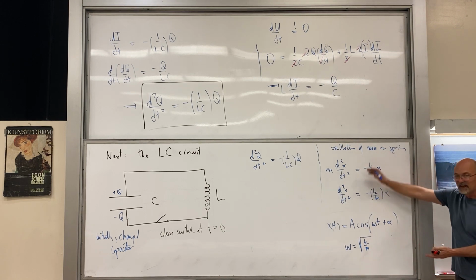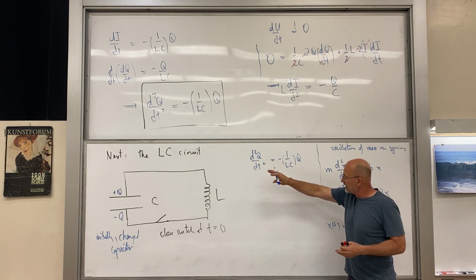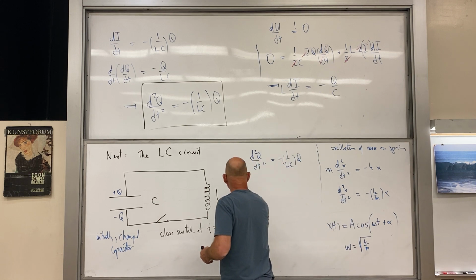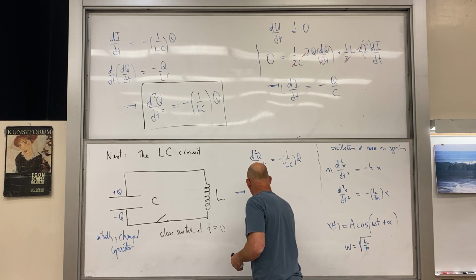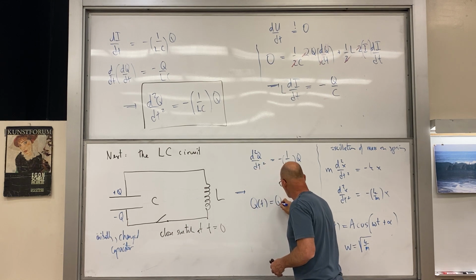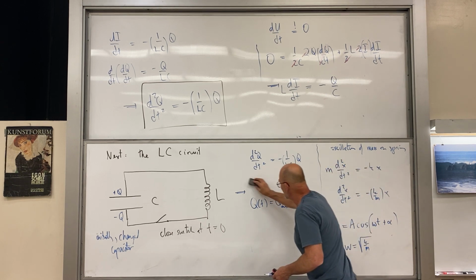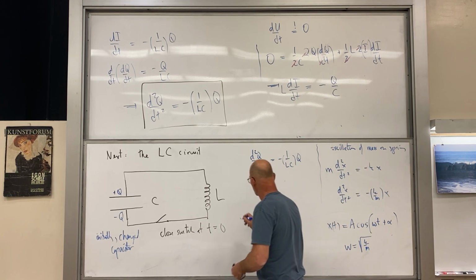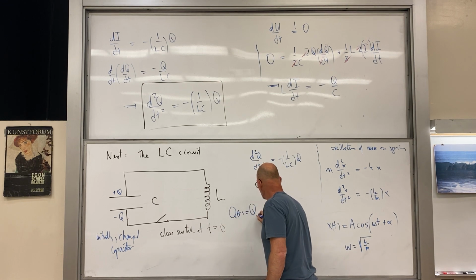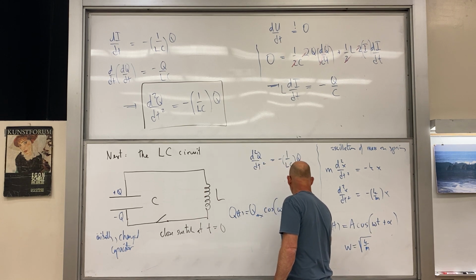So this is what we've studied before, and what we're going to do is take these results and just relabel them. So what we can say is q of t is equal to, instead of amplitude, we'll just say q max. So q of t equals q max cosine omega t plus alpha.